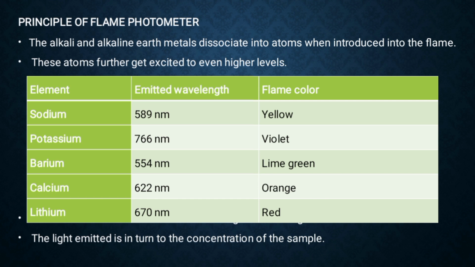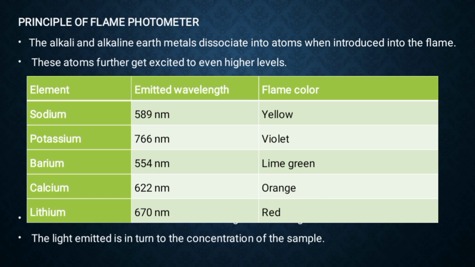Sodium emits a wavelength of 589 nanometers, yellow in color. Potassium emits a wavelength of 766 nanometers, violet in color. Barium emits a wavelength of 554 nanometers, lime green in color. Calcium emits a wavelength of 622 nanometers, orange in color. Lithium emits a wavelength of 670 nanometers, red in color.